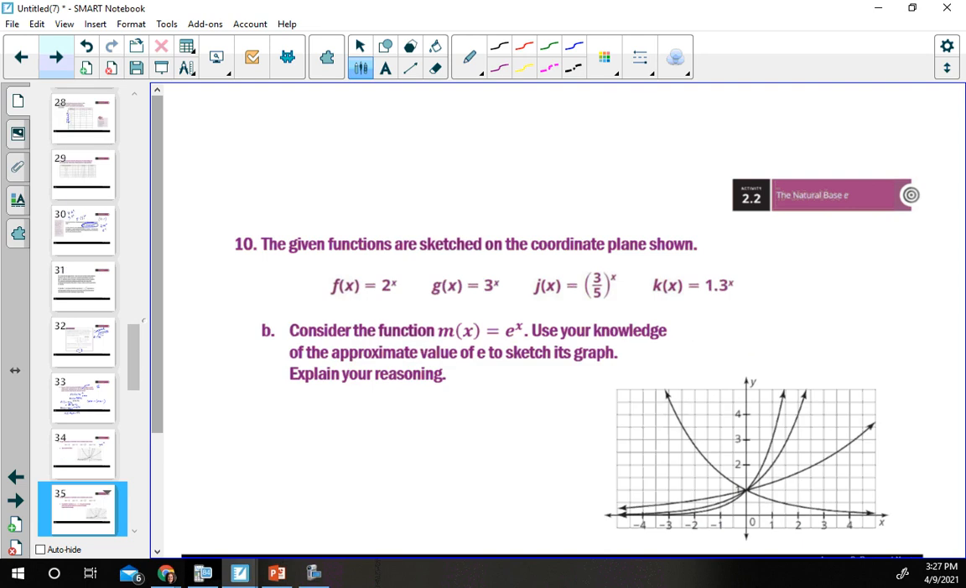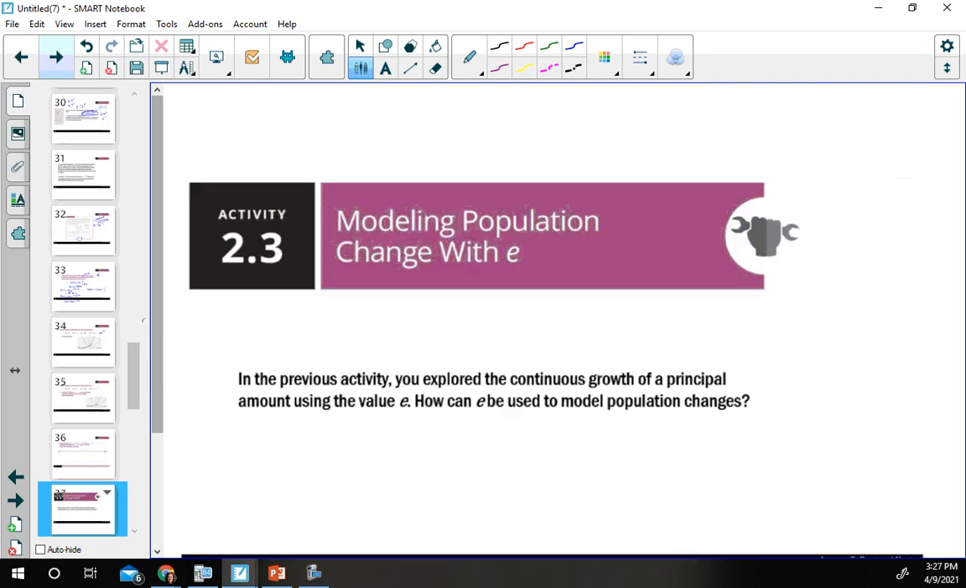And then we're going to kind of roll through this and get to this. So in the previous activity, you explored the continuous growth of a principal amount using the value e. We can also use that with population.